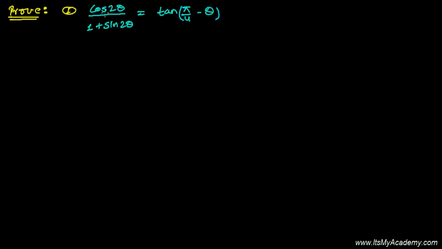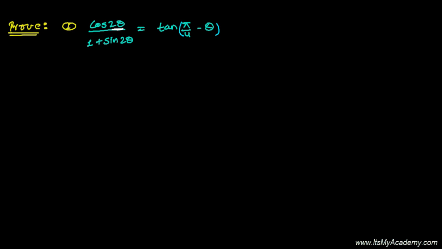Here we have to prove cosine of 2 theta divided by 1 plus sine 2 theta equals tan of pi by 4 minus theta. This is a little different. You might be seeing your left hand side is twice of theta, but in the right hand side, where did this pi over 4 come from? Theta is just half of the 2 theta, but how did this pi by 4 come? To prove this, you may be feeling it a little difficult, so let me show you one thing here.